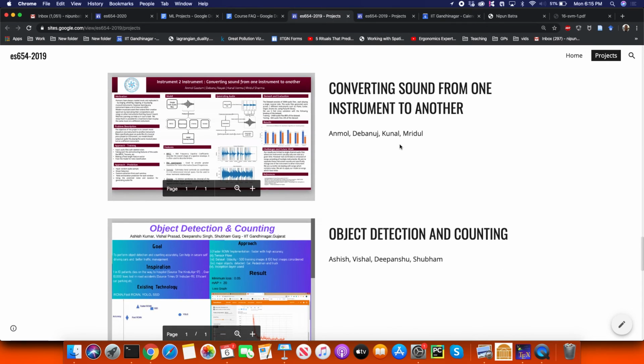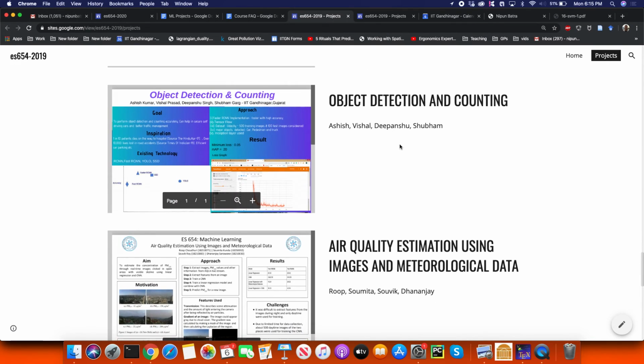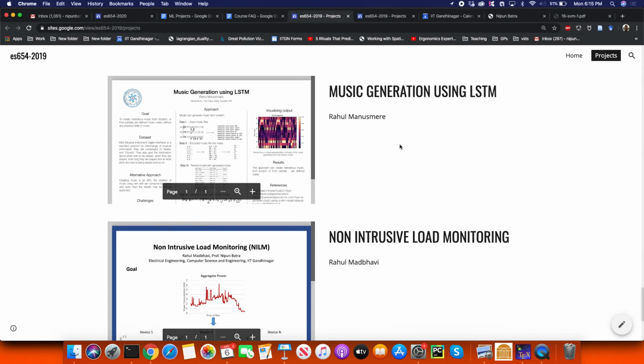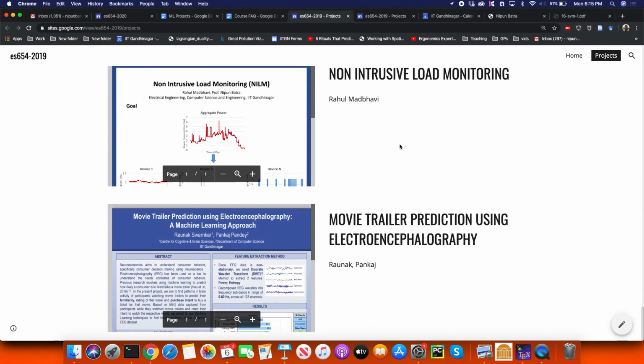Converting sound from instrument to instrument, object detection and counting is fairly similar. People were trying to estimate air quality. People also ended up generating music using LSTMs, and the music did sound okay. So it wasn't the machine-like alien sounds that you would expect. This was fairly human-like sounds. People were also able to do some energy monitoring. People were able to predict what would be a response to a movie trailer. So this was just to give you a very quick glimpse of the kinds of projects that were done last year.